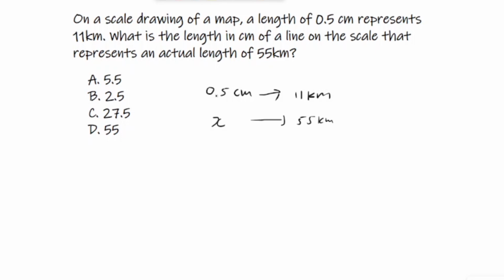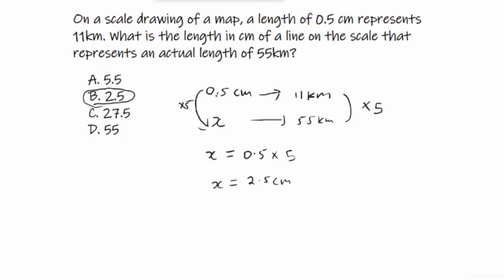We have to see, how do you go from 11 to 55? You go from 11 to 55 by multiplying by 5. So we have to multiply by 5 here too. Our unknown x is going to be equal to 0.5 times 5, which is 2.5. So x is equal to 2.5 centimeters. This is the correct answer, B.